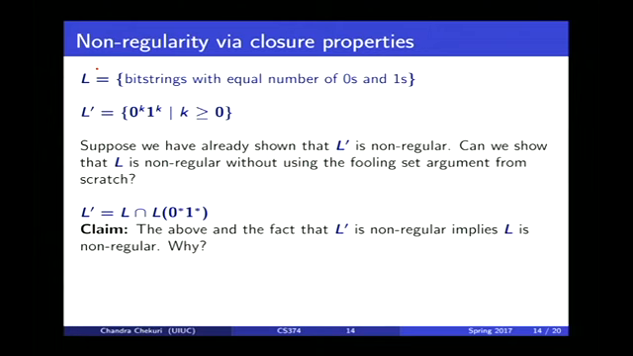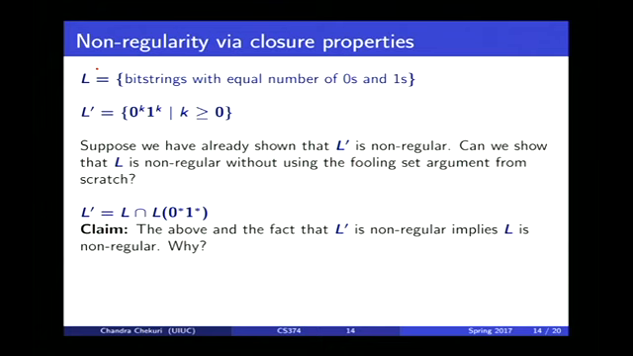If you have an equal number of zeros and ones and the string looks like zeros followed by ones, how does it look? It must be 0 to the k, 1 to the k for some k, right? And conversely, any string in this is in L prime, right? So equal, right? Now I claim we are done. Why? Because we know L prime is not regular, we can conclude L is not regular.